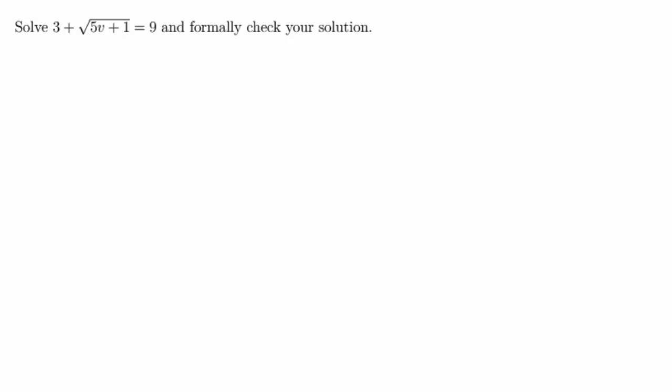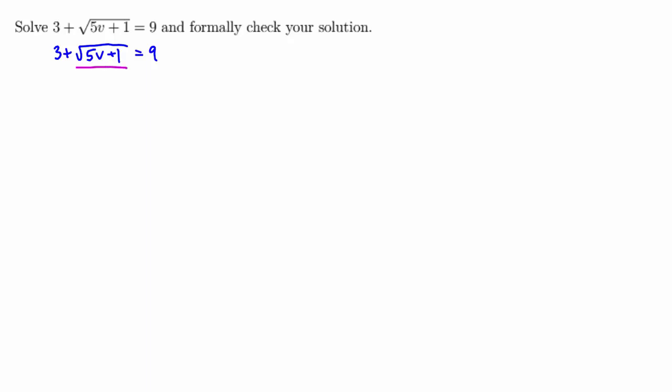The equation we have here is 3 plus the square root of the expression 5v plus 1 equal to 9. The key to solving this will be to isolate that radical expression and then square each side since we have a square root, and that'll allow us to continue solving. So let's get started. We have 3 plus the square root of 5v plus 1, and that's all equal to 9. So again, the first thing that I want to do is isolate this radical expression, that square root of the expression 5v plus 1.